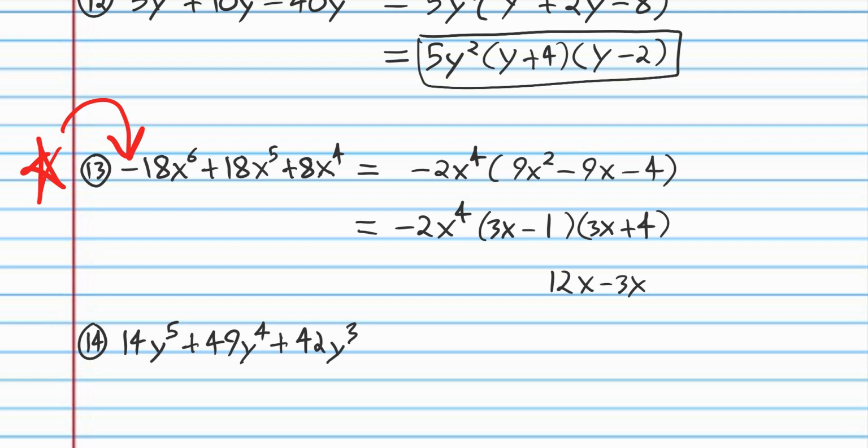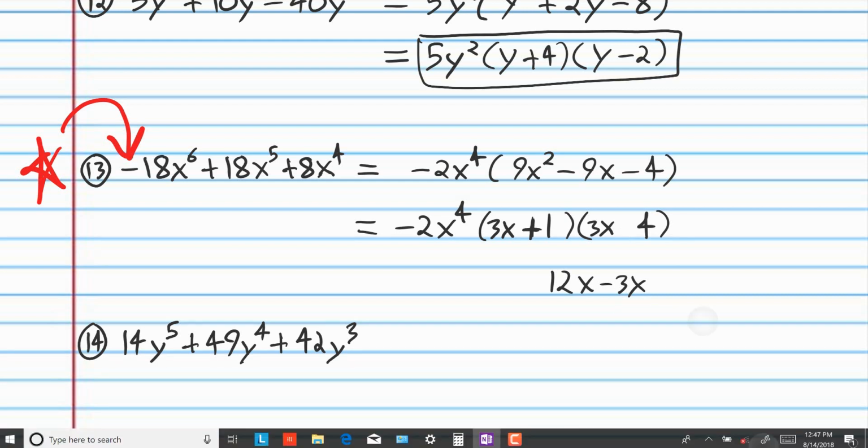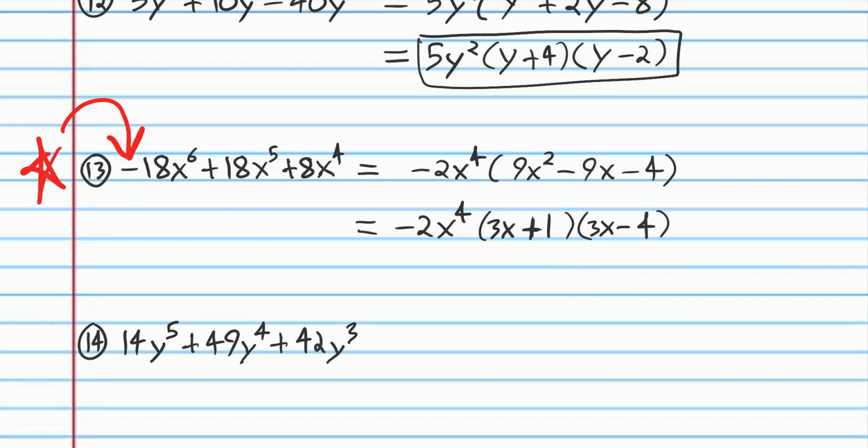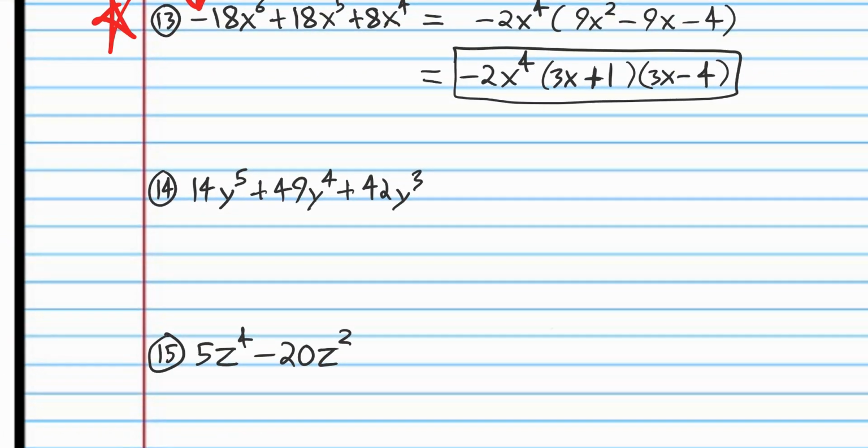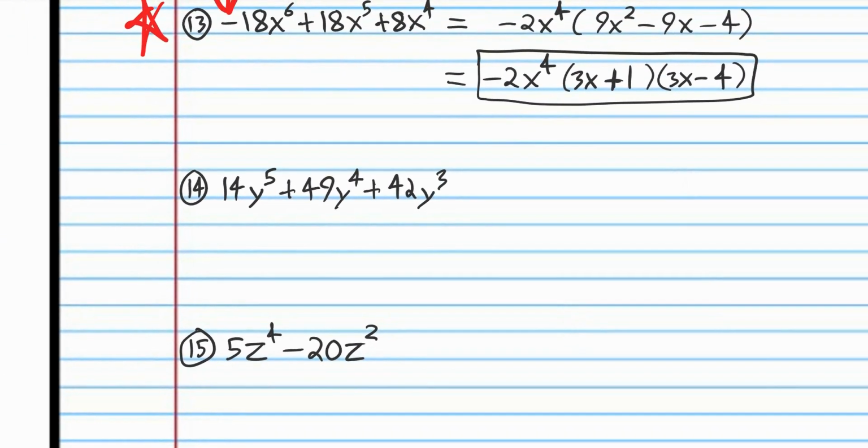But we don't want positive 9x. We want negative 9x. So all that means is we have to change the sign. So this becomes a positive over here, and the positive sign becomes a negative sign. So if you got that answer, good job. All right, so let's see here. Try number 14, and when you come back, we'll do it together.